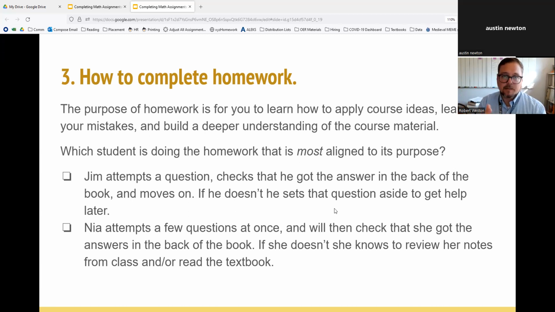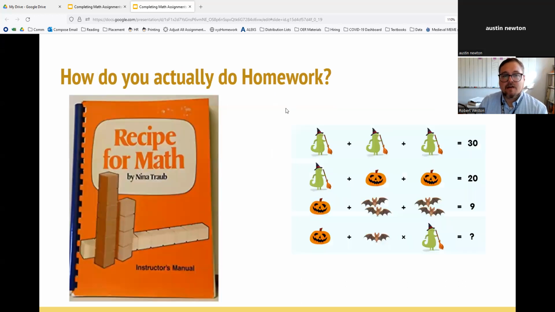This relates back to that deliberate practice idea I mentioned earlier. If we're actively trying to get better at doing this thing, we're going to approach that in a much different way than if we just want to get our homework done. One of those things is this idea of, how do you actually do your homework? Is it a recipe? Are you looking for recipes for every question to follow, and produce the answer? Or are you looking at this as a puzzle?